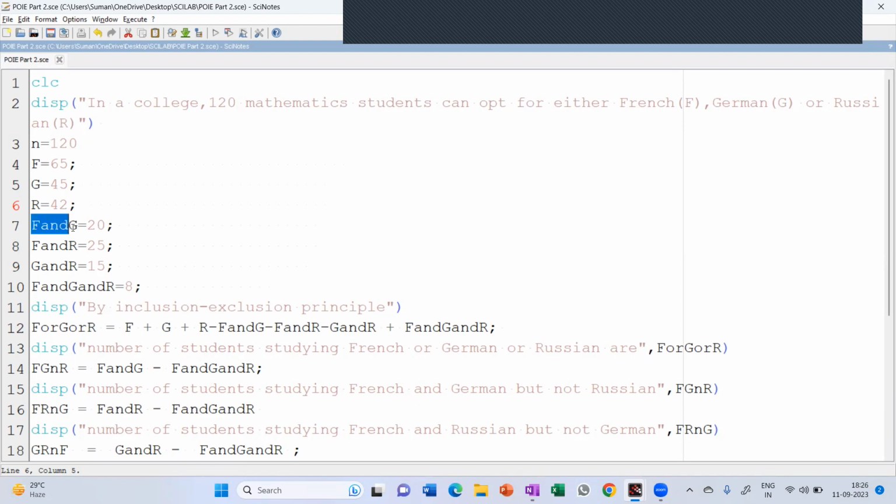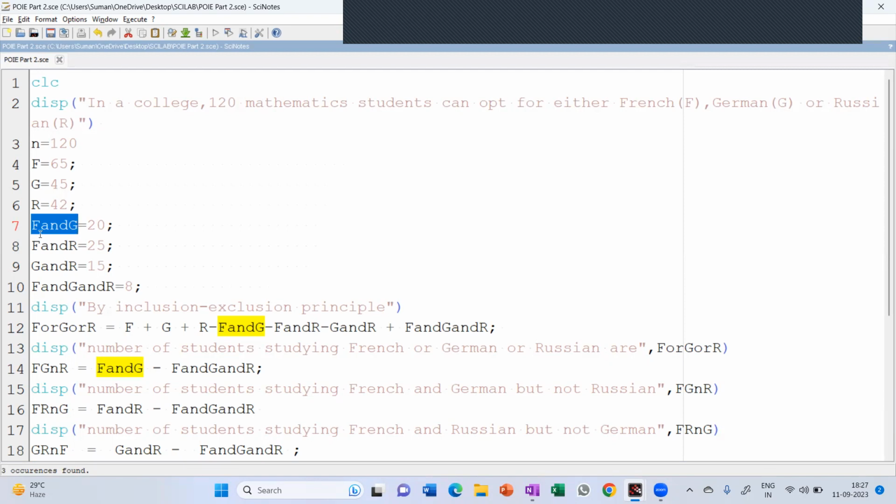Then intersections were also given to us. The students who have taken French and German. So here I have taken the variable for them as FandG. Remember, FandG is a variable name. All right. So there should not be any space between them, otherwise again you will get an error. So FandG stands for the students who have taken French as well as German.